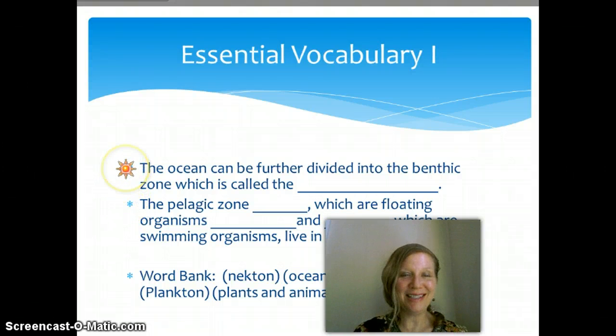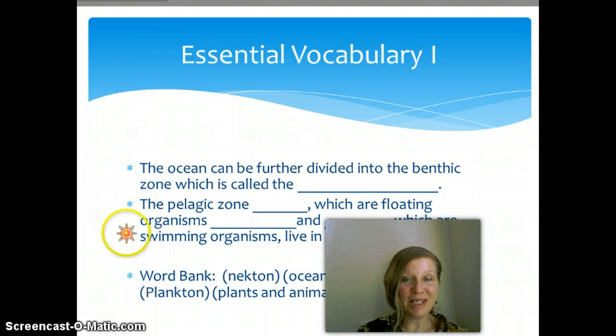So here's the first sentence. The ocean can be further divided into the benthic zone, which is called the blank, and then the pelagic zone, complete that blank, which are floating organisms, blank and blank, which are swimming organisms, live in the pelagic zone. Again, a show me, tell me. Build a diagram of the benthic, pelagic, and oceanic zone using this information.